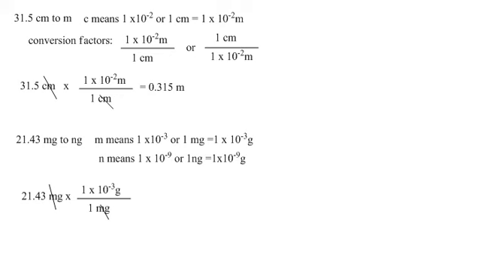So we have to multiply this by a second conversion factor: 1 nanogram over 1 times 10 to the negative ninth grams. And again, if I look at my units, grams here, cross it out on the bottom, they cancel, and I'm left with, as my units, nanograms. And that is equal to 2.143 times 10 to the 7th nanograms.